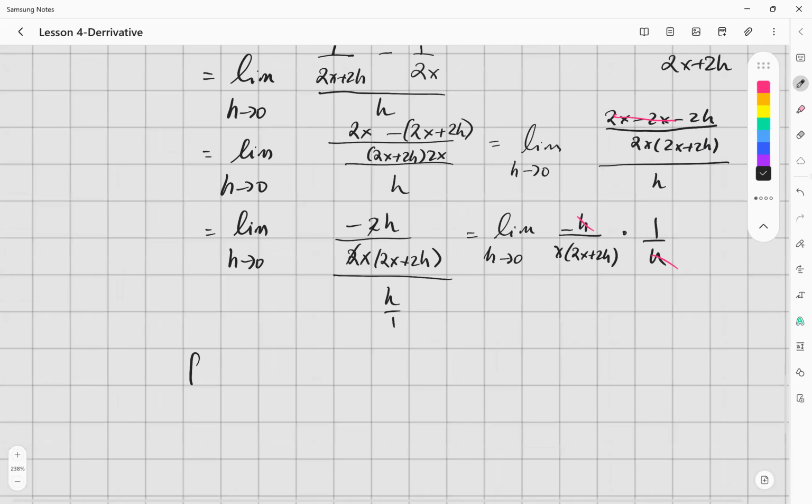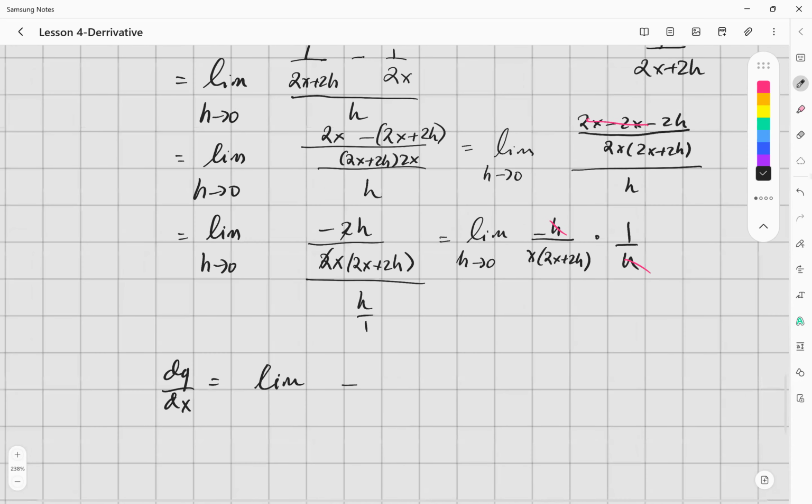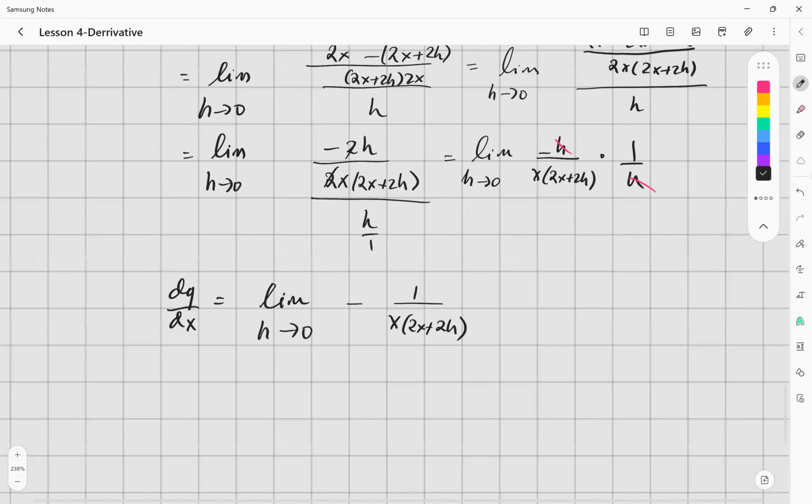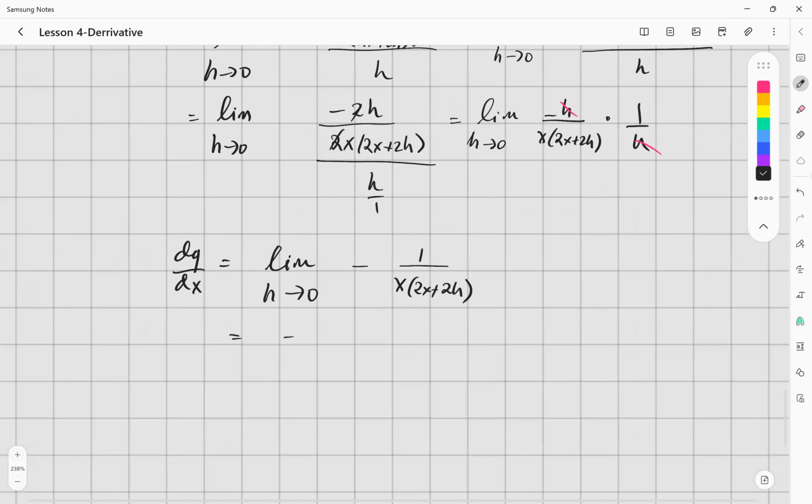You're left with, so f prime of x, or dy over dx, is simply what? The limit of negative 1 over 2x times 2x plus 2h as h approaches 0. And then if you replace the h with 0, negative 1 over 2x times 2x plus 2 times 0, then you have negative 1 over 2x squared. This is your dy over dx.